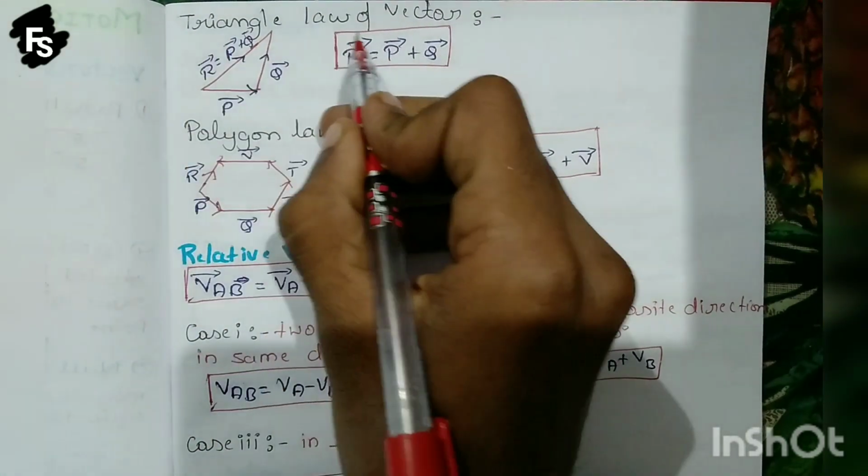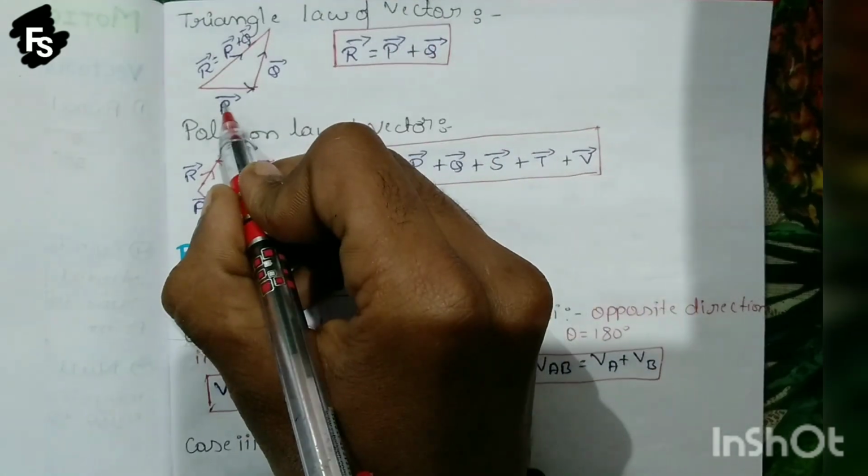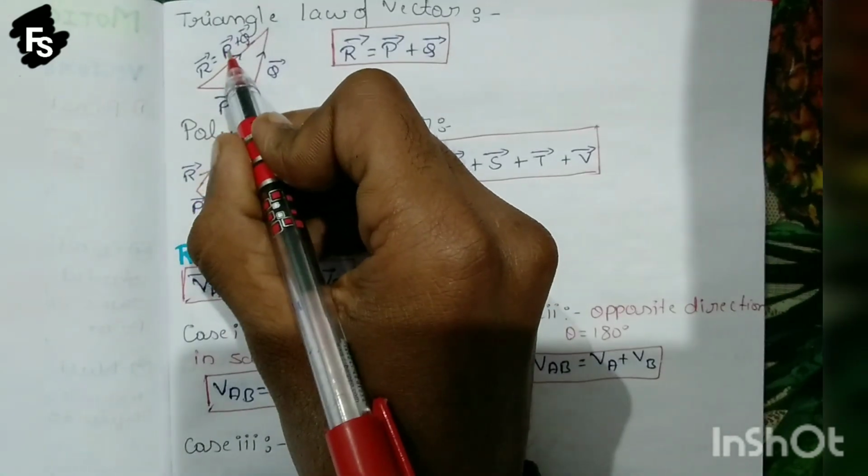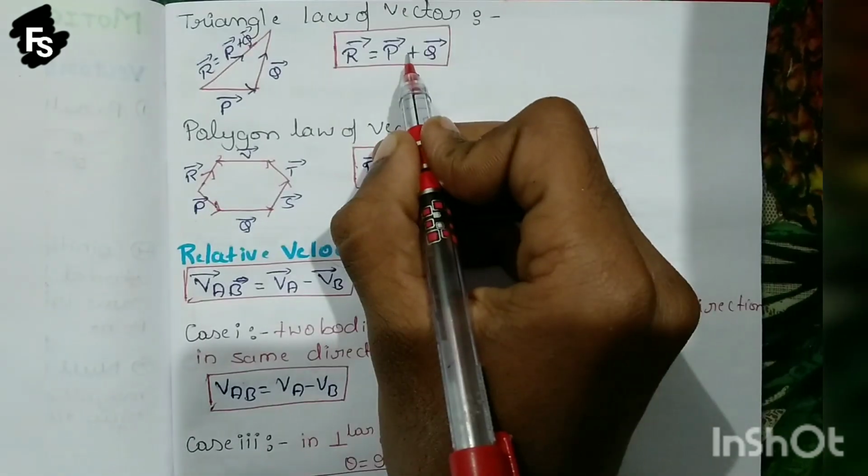Next concept, triangle law of vector addition. Here p and q are the sides, then the resultant would be p plus q.